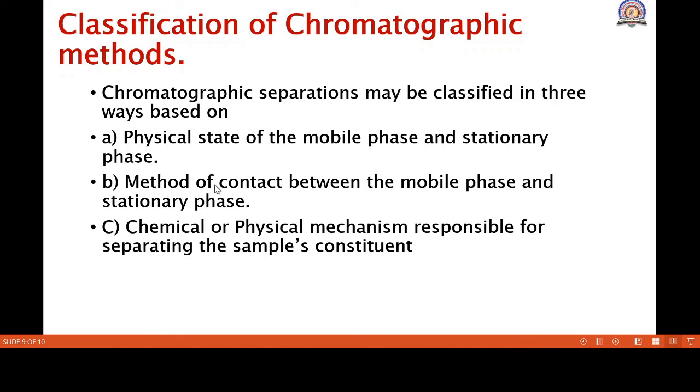Then the second classification is the method of contact between the mobile phase and the stationary phase. The third is the chemical or physical mechanism responsible for separating the sample constituents. Okay, so by these three ways we can classify the chromatographic methods.